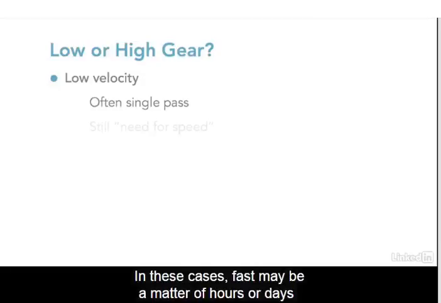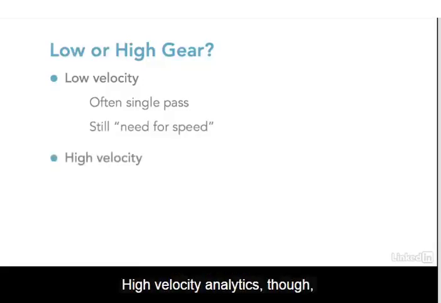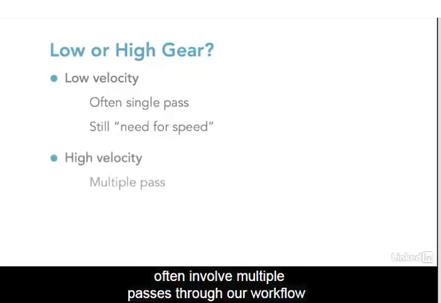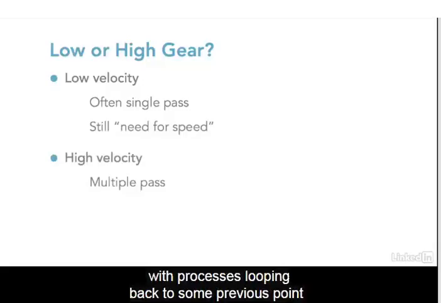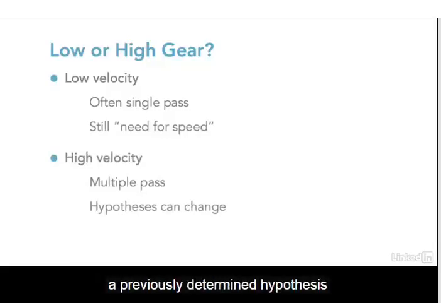In these cases, fast may be a matter of hours or days or even longer for many strategic types of analytics. High-velocity analytics, though, often involve multiple passes through our workflow, with processes looping back to some previous point as new data is acquired and processed. In some cases, we may even overturn a previously determined hypothesis as a result of new data, and that means that our high-velocity analytics tend to be volatile in nature.